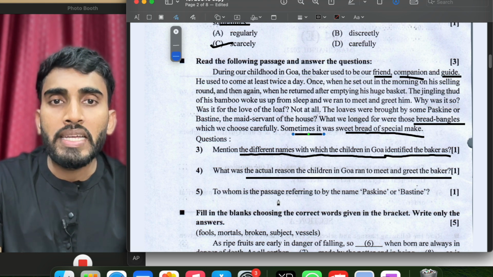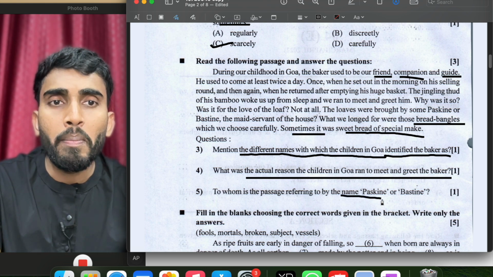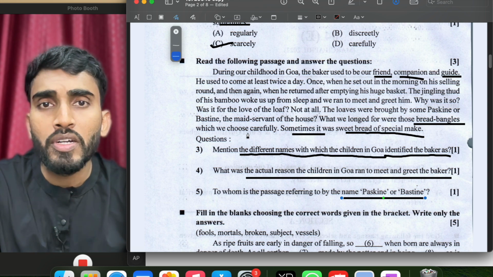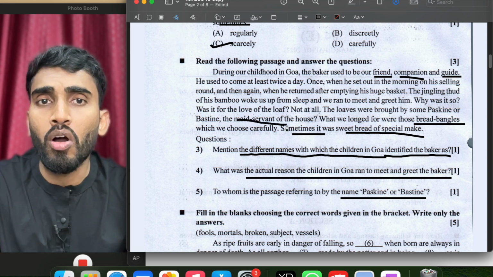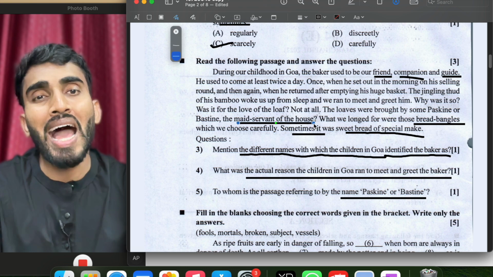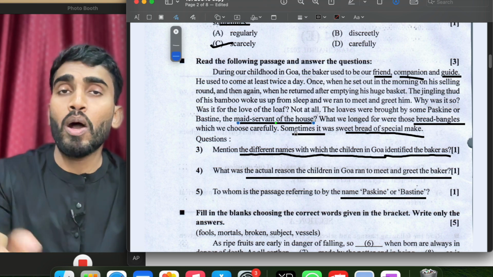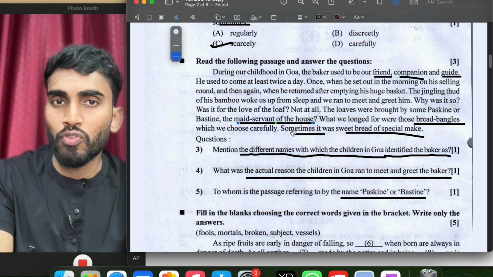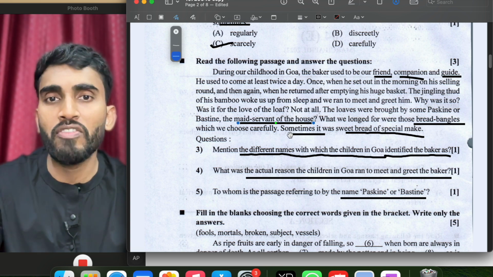So in the passage, the name Paskin or Bastin refers to the maid servant of the author's house. That is how you will write the answer in complete sentence format. So 2 plus 3, you are going to get 5 marks.